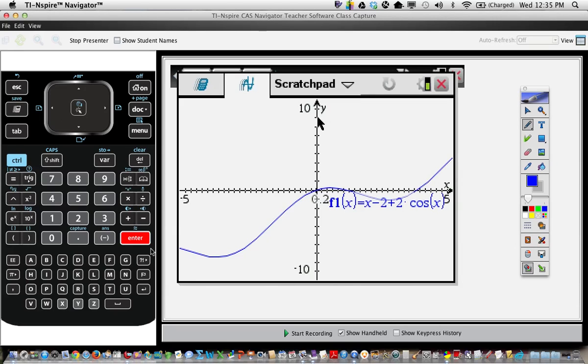Okay, now he's got -5 to 5. Now he's got a pretty good window. Now there is some extra empty space, but sometimes you'd be in a window where you can't see it all. So what Y should you set? Well, you can set it manually.